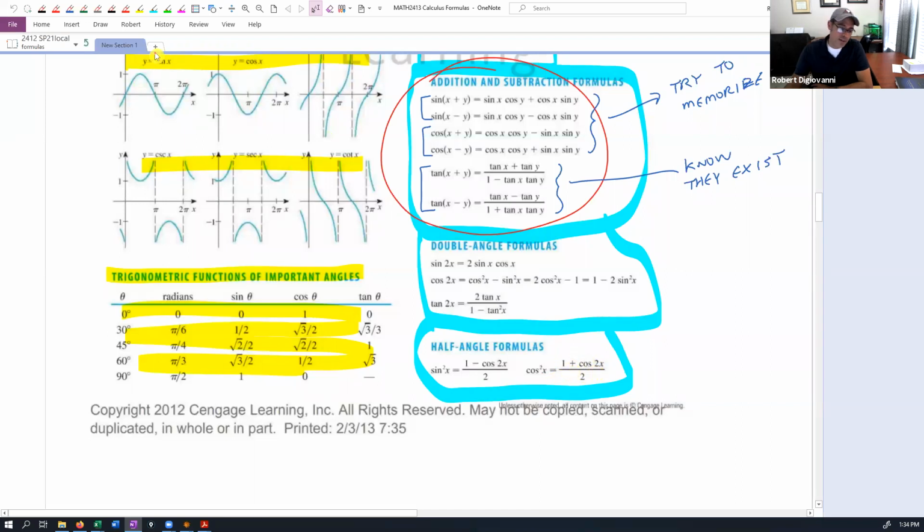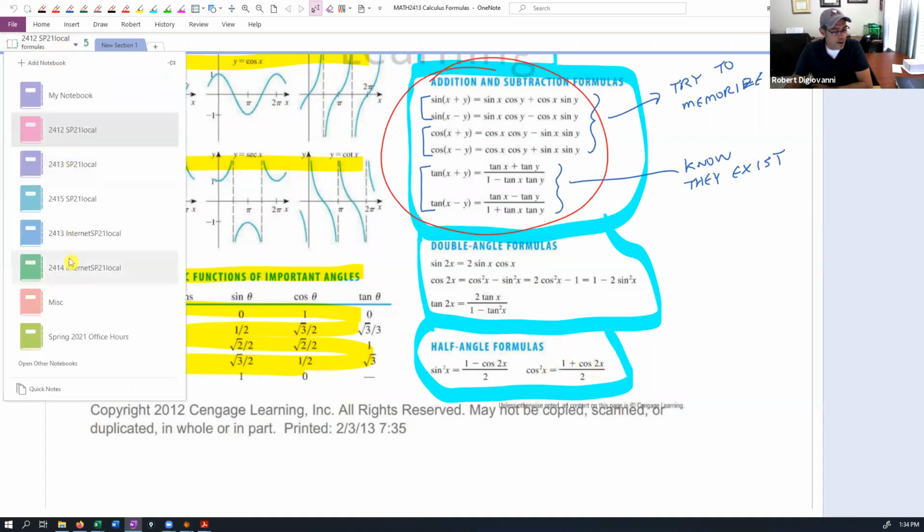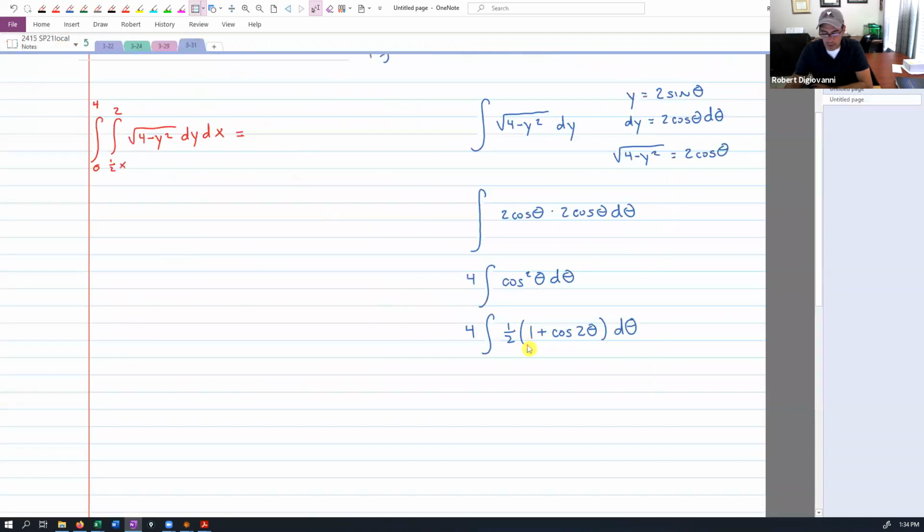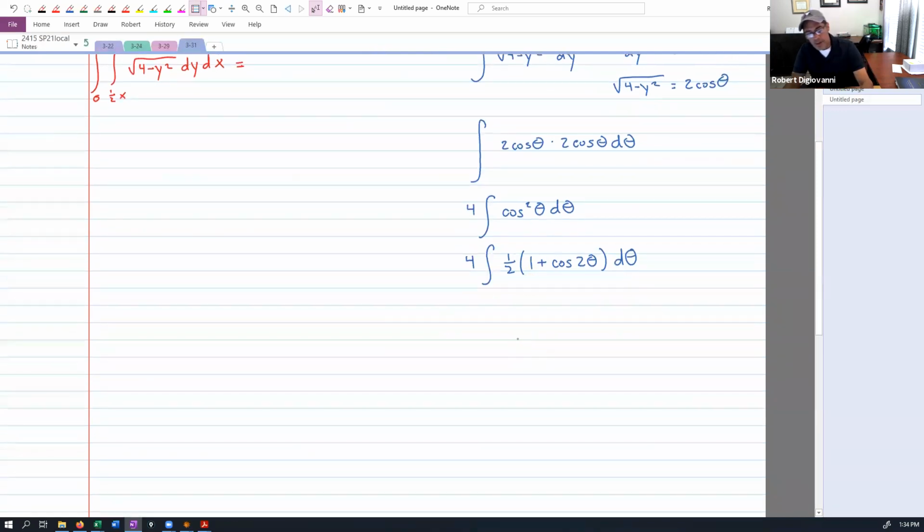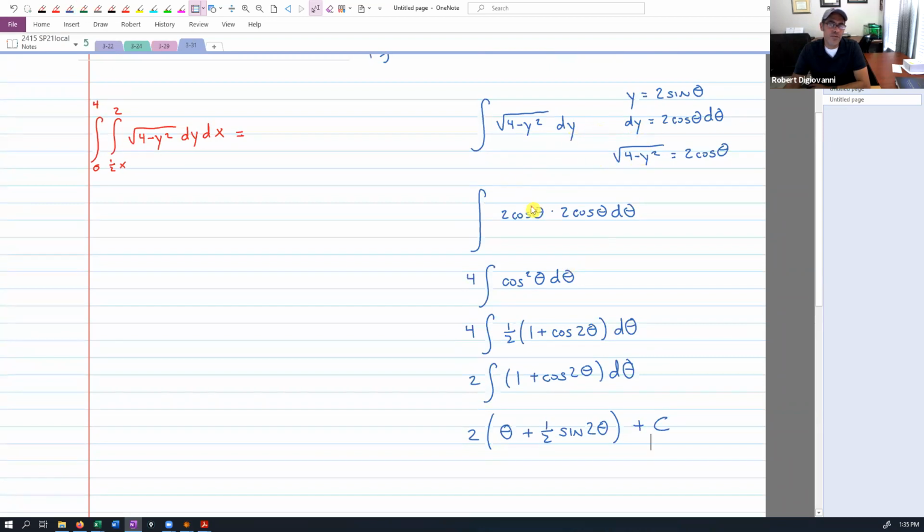All I did was bring the 2 out front as a 1/2. And then you can bring the 1/2 out. This is 2 integral of 1 plus cosine 2 theta d theta. Now it's time for the antiderivative. The antiderivative of 1 is theta, and the antiderivative of cosine 2 theta is 1/2 sine 2 theta, plus some constant. Does this all look familiar from Cal 2?